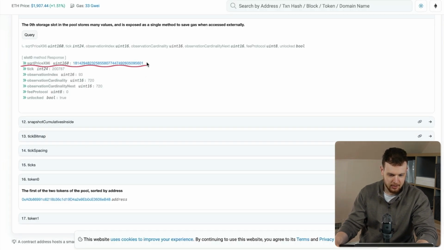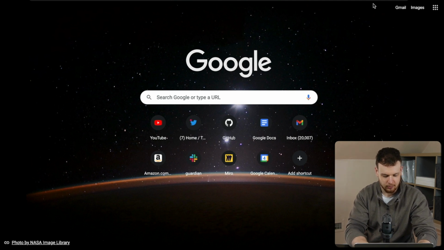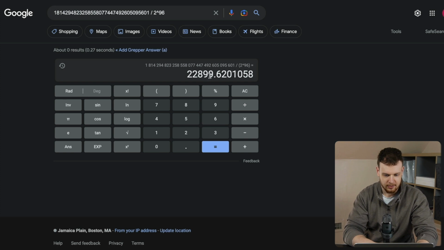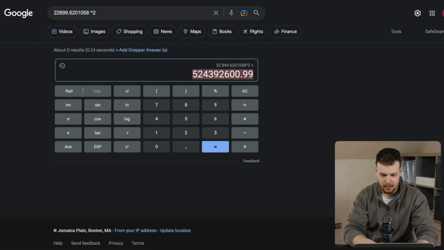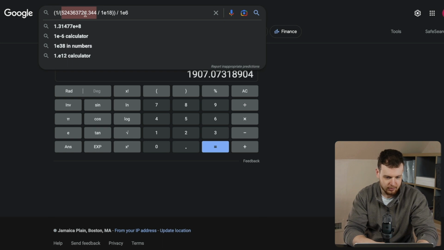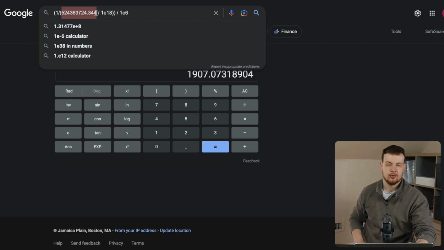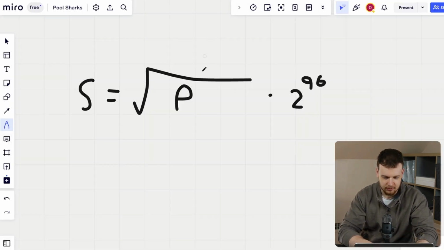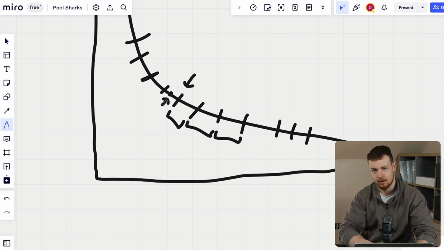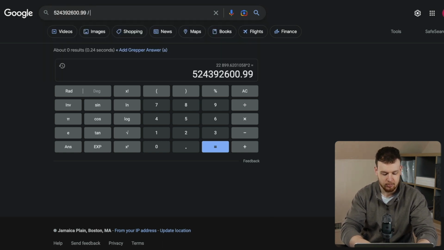So here I'm going to copy this value, and first we're going to bit shift it to the right by 96 to undo that. So we're going to divide by 2 to the 96, and we get this number. Now we need to square this number to undo the square root, and we get this. And if we compare this, this is our price of USDC. We can see this is 524,392,600.99. We can see already that that's somewhat different from what we had here, as the price of USDC that we grabbed off of the tick. And that's exactly because it's not exactly the tick price, it's some intermediate price. And so if we use this to get the actual price of Ethereum in terms of USDC, we're going to once again divide by 1E18 because this is an Ether value.